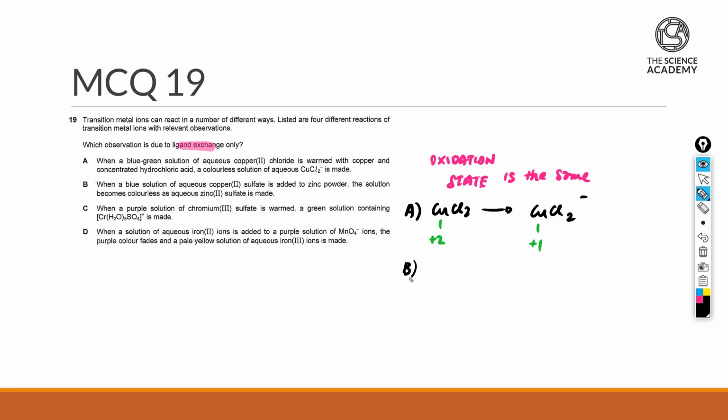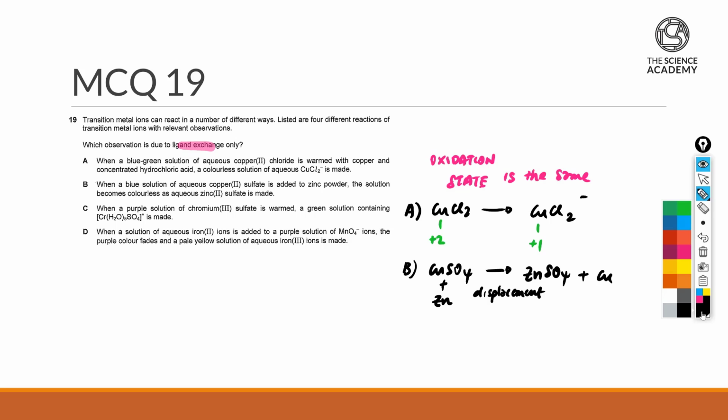Now for the case of B, I have copper 2 sulfate added to zinc powder, and the solution eventually became colorless and zinc 2 sulfate was being made. Now this is seen more as a displacement reaction because the incoming zinc is considered to be more reactive than copper. So copper is displaced out, and writing out the oxidation state, starting off with a +2, but eventually as elemental copper, it became 0. This is a redox reaction, a reduction reaction to be specific. And since the oxidation state changed, B is not a ligand exchange process.